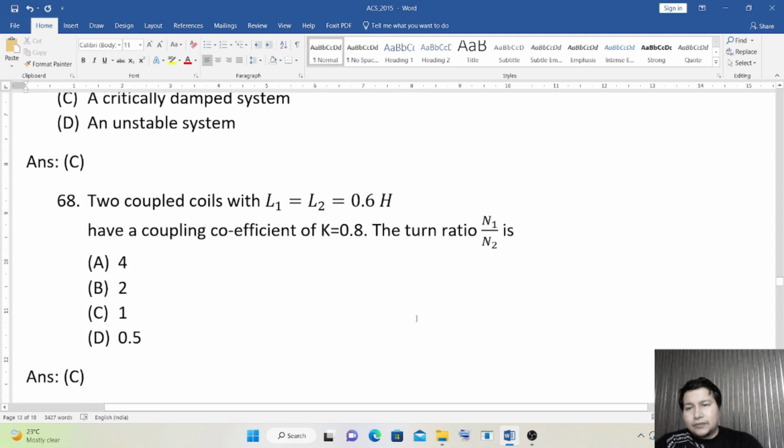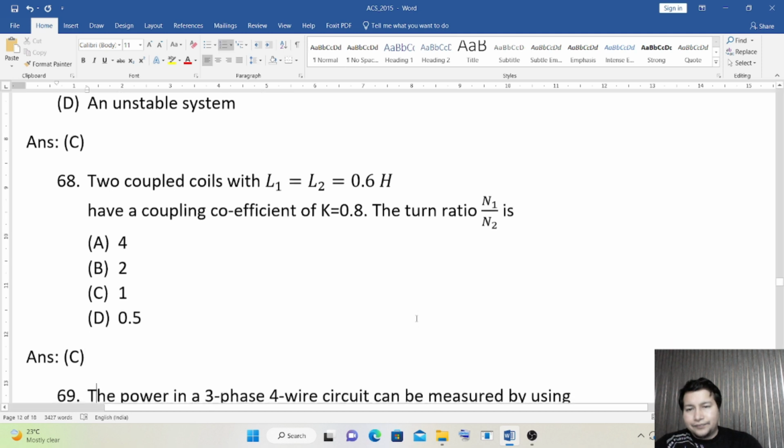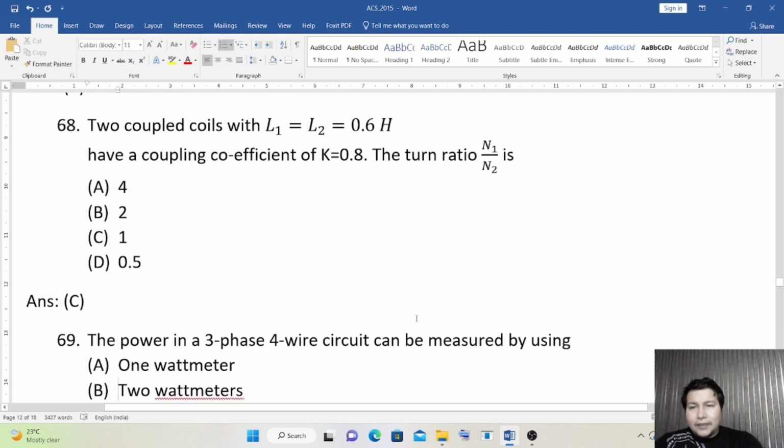68 number question. Two coupled coils with L1 is equal to L2 is equal to 0.6 Henry have a coupling coefficient K is equal to 0.8. The turn ratio N1 by N2 is 4 to 1 0.5. To correct answer to 1. Here mane turn ratio to hoy eto important question. Our next ami coupling capacity mutual inductance uliwa jitu formula hetu mane logota sai lobo karon etu bahut important hoy.